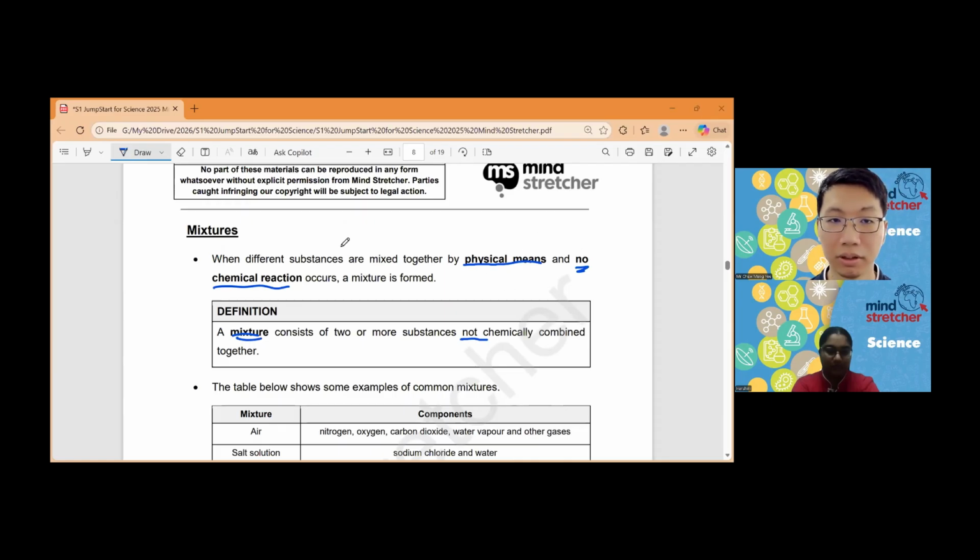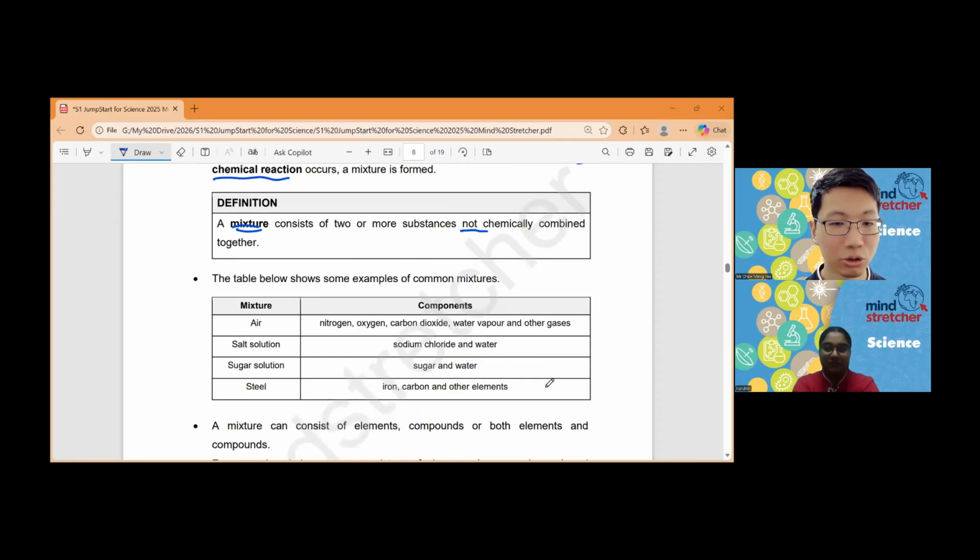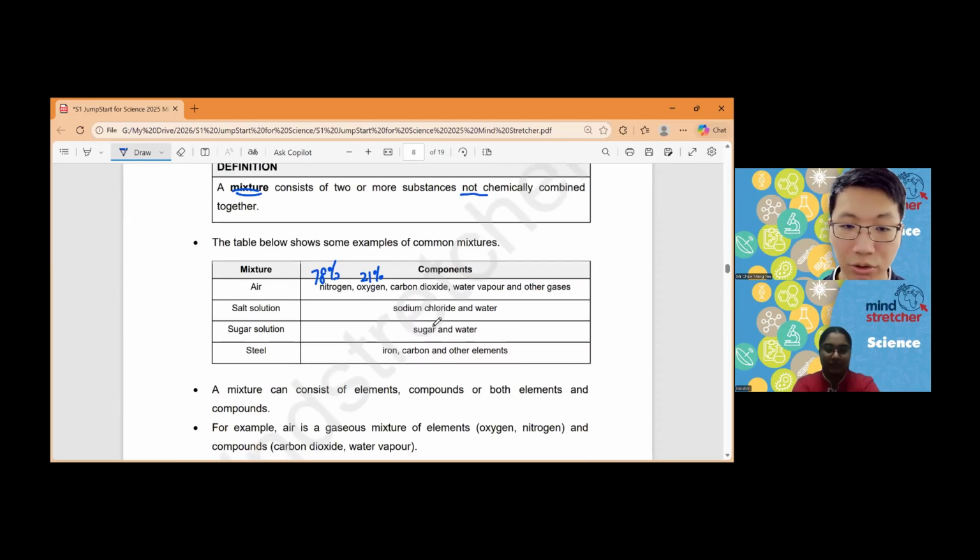Next, some examples of mixtures. Air. Now you know that air contains nitrogen and oxygen. Just now we said nitrogen is 78% and oxygen is 21%, and so on. So it contains all these different elements and even compounds together. Carbon dioxide is a compound. Water vapor is a compound. So air has elements and compounds all mixed together. A mixture can consist of elements, compounds, or both elements and compounds. For example, air.